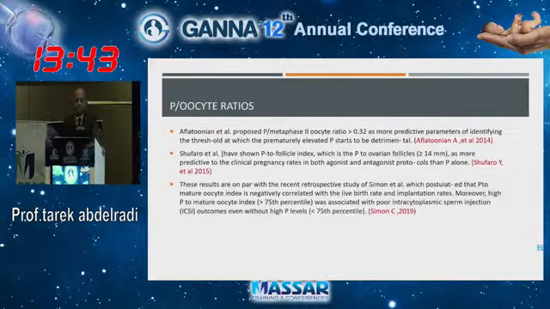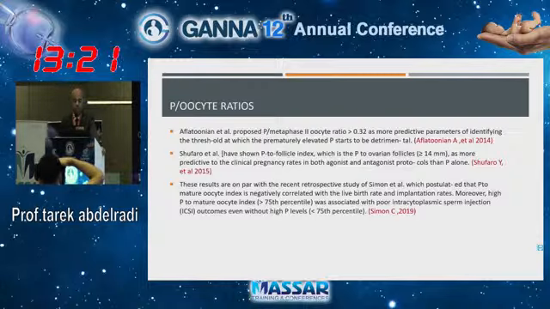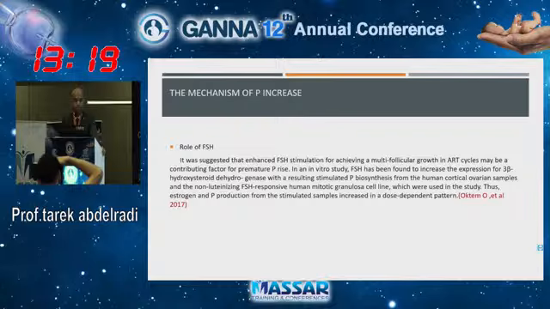These results are on par with the recent retrospective study of Simon et al., which postulated that the progesterone to mature oocyte index is negatively correlated with the live birth rate and implantation rate. Moreover, a high progesterone to mature oocyte index was associated with poor intracytoplasmic sperm injection outcomes even with progesterone not higher than the 75th percentile. So, the mechanism of progesterone increase.